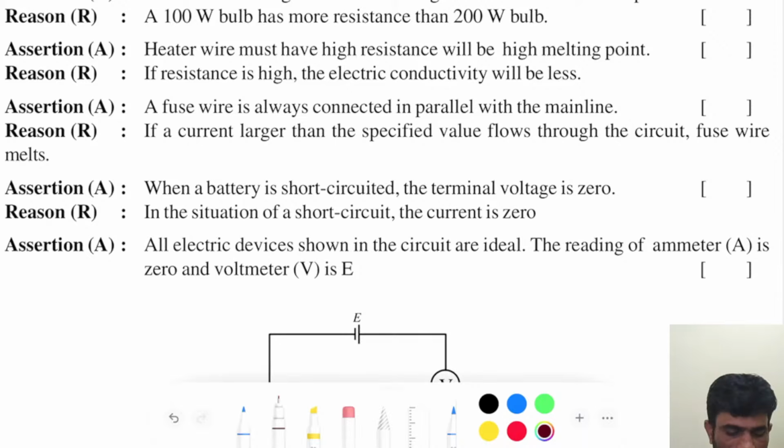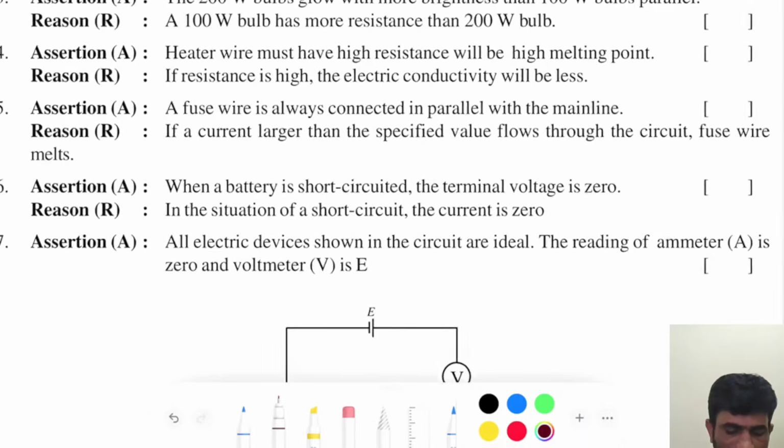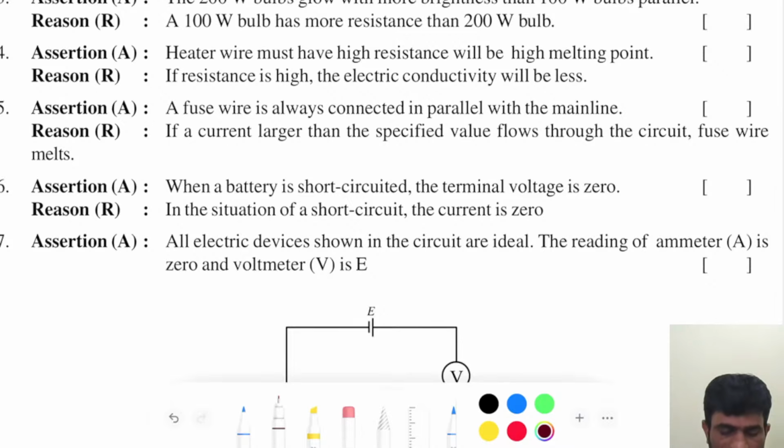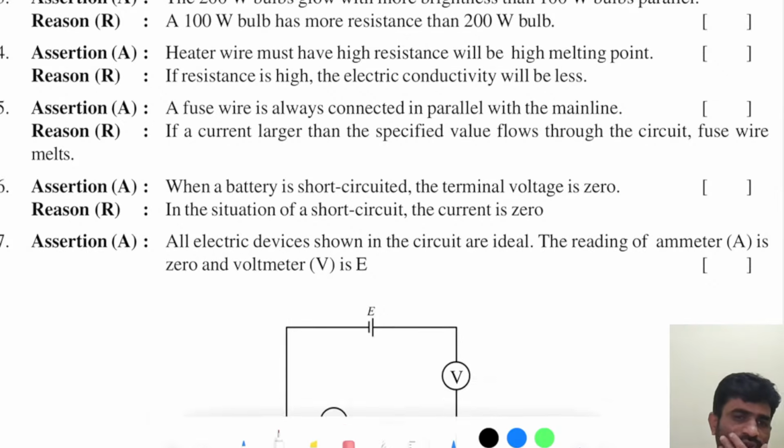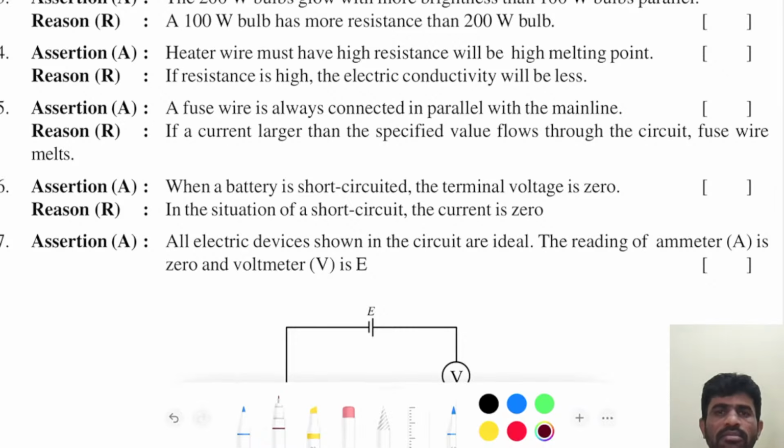Now, question number 24. A heater wire must have high resistance and a high melting point. Yes, a heating wire should have high resistance to produce more heat and a high melting point so that it will not melt. If the resistance is high, electrical conductivity will be less. That is true. Here also assertion is true, and reason is the correct explanation of assertion.